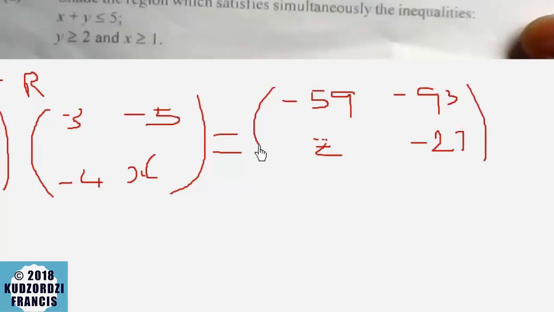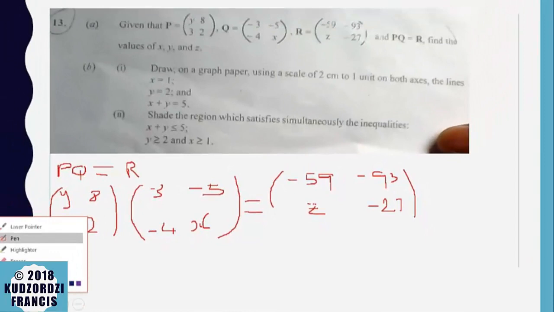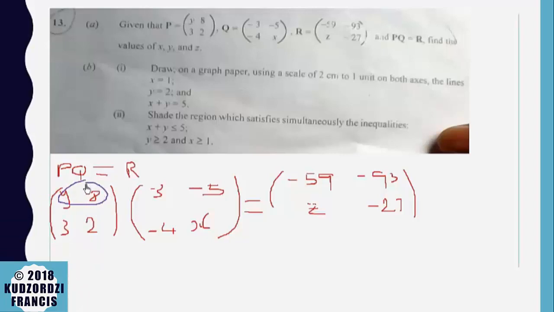Then this is equal to -59, -93, then we also have z, and we have -27 over here. So the idea is to multiply out the left hand side, then we use equality of matrices. We multiply the row entries by the column entries of the second matrix.